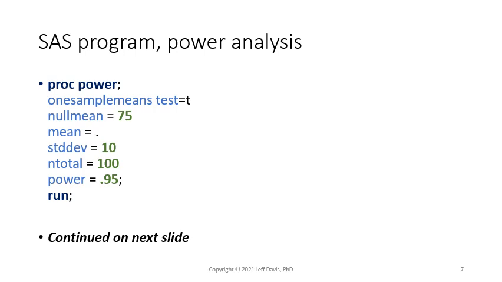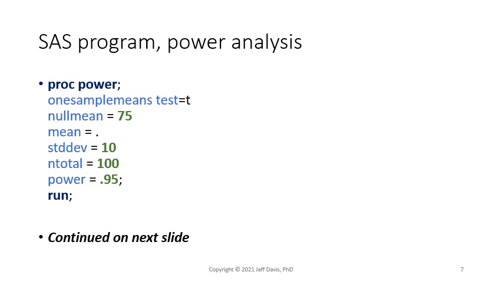And roughly the standard deviation is 10. All right, now notice for the mean. I have the null mean equals 75, and then on that next line, for mean, I have just a period there. So I'm telling SAS I want it to calculate the mean that I would need to observe in order to reject the null, which says the mean is 75.